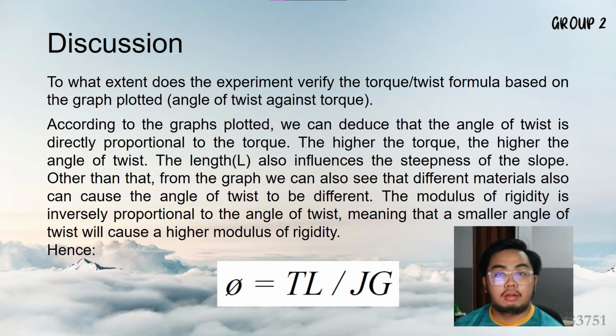The length L also influences the steepness of the slope. Other than that, from the graph, you can also see that different materials cause different angles of twist. So finally, the modulus of rigidity is inversely proportional to the angle of twist, meaning that a smaller angle of twist causes a higher modulus of rigidity.